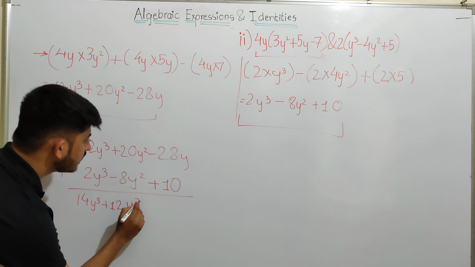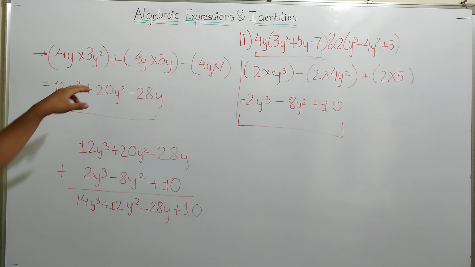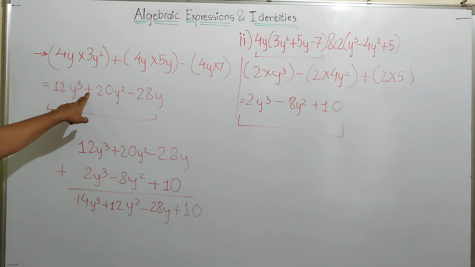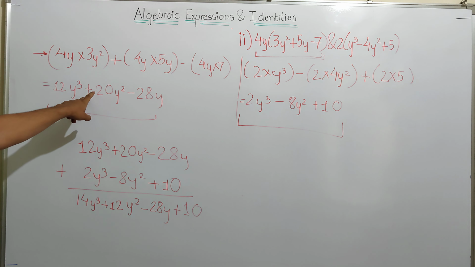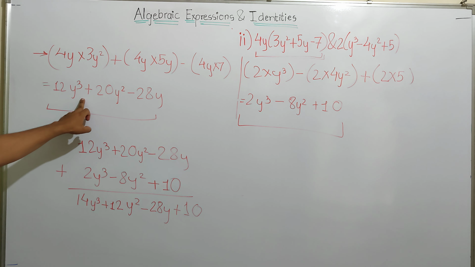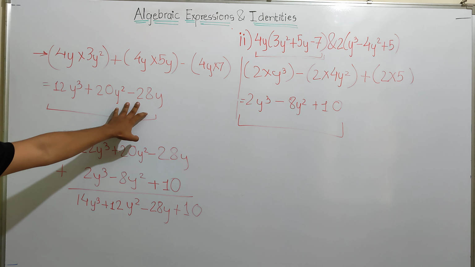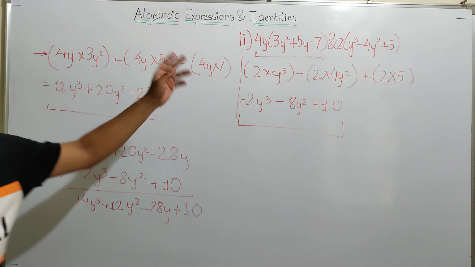Now, do we have a y variable with any coefficient? No, we don't have. Write minus 28 as it is, plus 10 as it is. Now, see the first expression, what they have done, 4y into 3y square, right? 4y into 5y, sorry, 5y plus 4y into 7. So 12y cube plus 20y minus 28y. The answer is correct for the first expression.